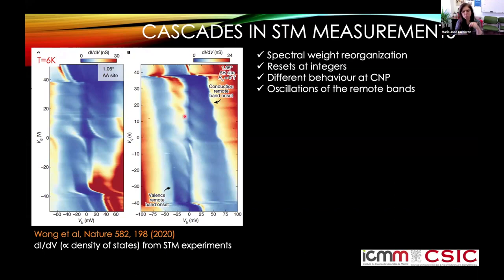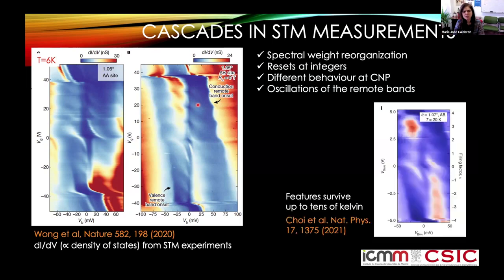These two plots correspond to putting the STM tip in different areas of the twisted bilayer graphene. So the left one corresponds to areas in which there is an AA stacking of the graphene layers, and here is where you have the AB stacking. Okay, so you see some different features. These were measured at 6 Kelvin, but these features can survive up to tens of Kelvin.